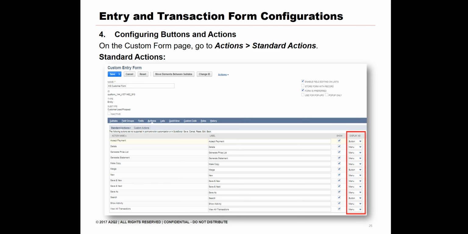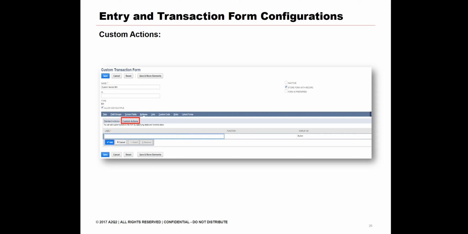To configure buttons and actions, go to Actions. Select Standard Actions on the Custom Form page. Navigate to the Actions tab and select the Custom Actions subtab to add a custom action.